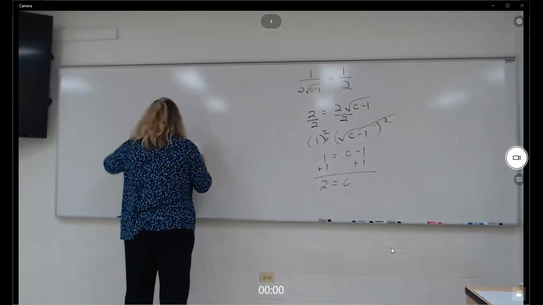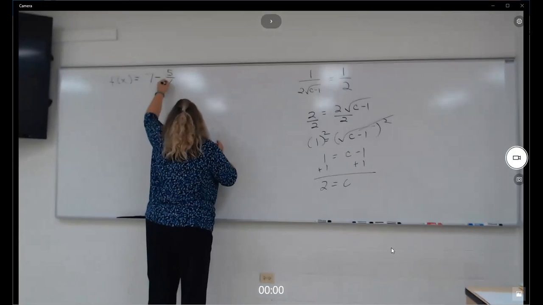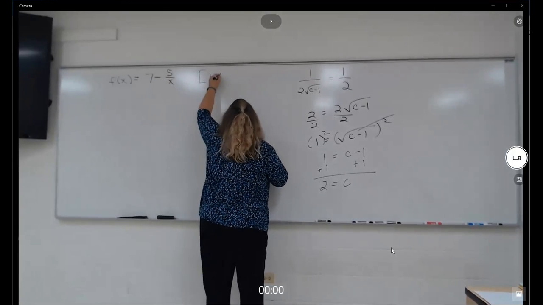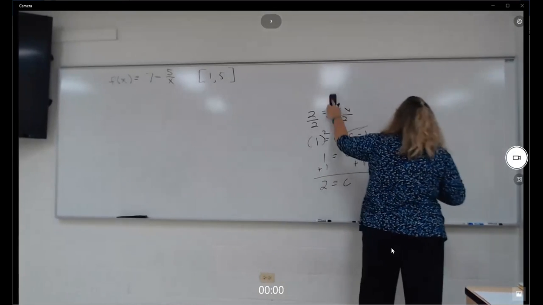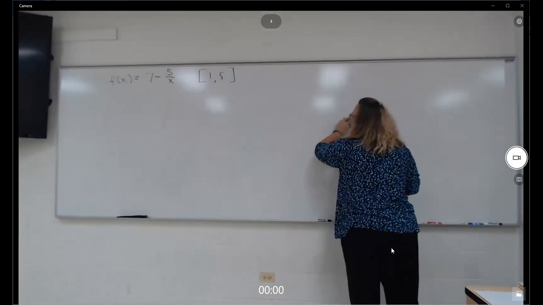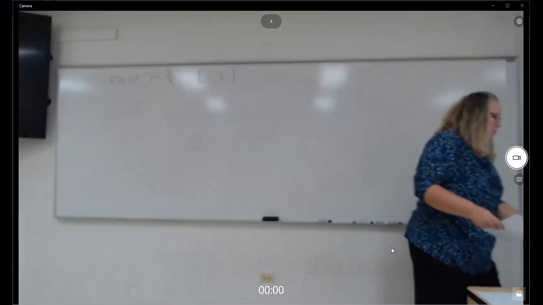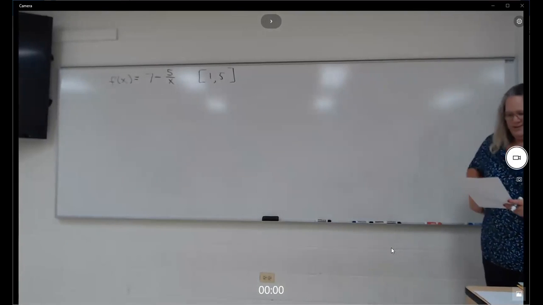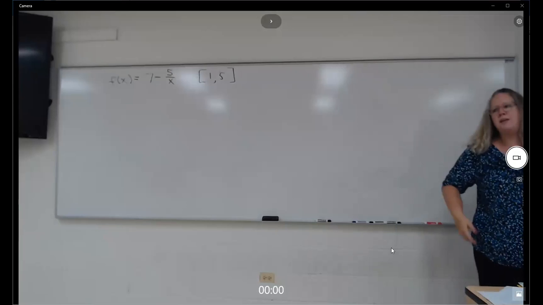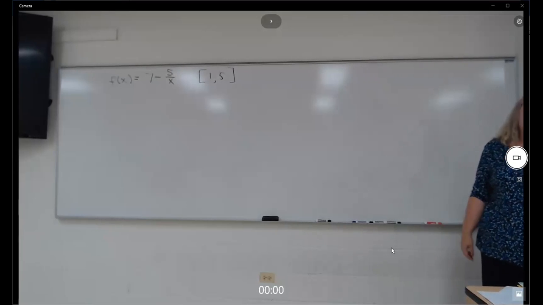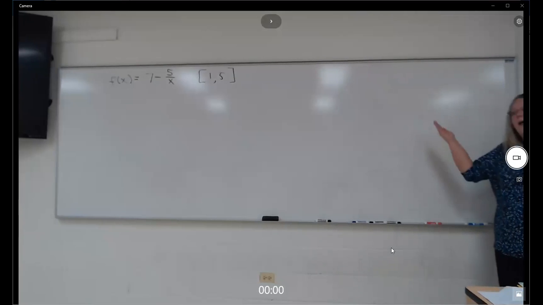All right, last one. f of x equals 7 minus 5 over x, and we're going from 1 to 5. Okay. All right, so we want to find point or points. I think all of ours are just one, but there could actually be more than one point that has the same slope as the slope of the line that goes through the endpoints.